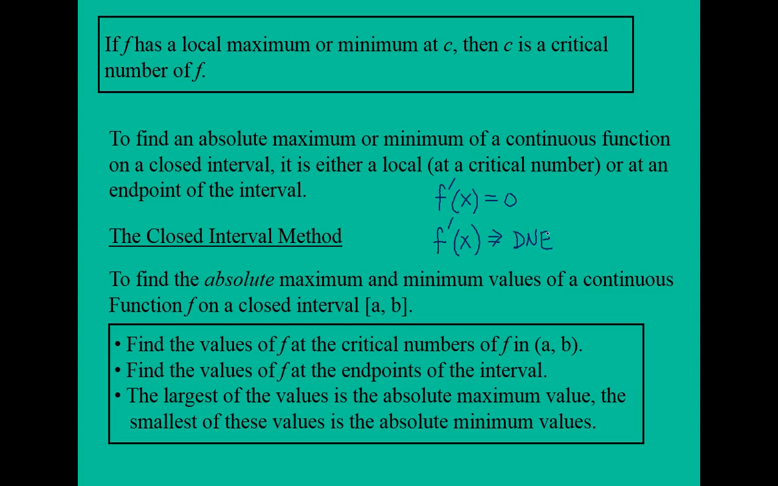So if we had a critical number f of c sub 1, and let's say we had two critical numbers, we would take those, plug them into the function, and also we would plug in the endpoints a and b. And then we would look at the values of each one of these. The biggest number would be the absolute maximum value, the smallest number the absolute minimum value. So that's the closed interval method.